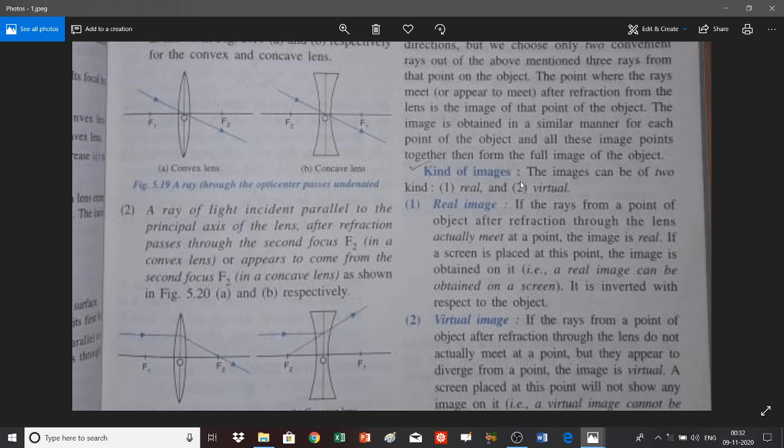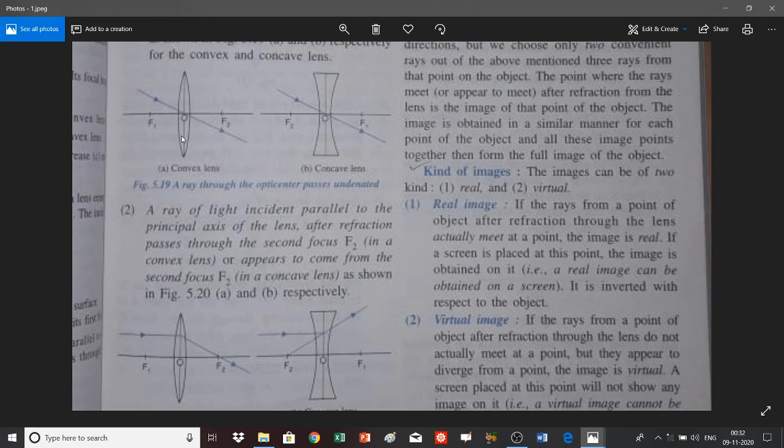Now we will learn that the image formed by a lens is classified into two types. Number one is real and number two is virtual. So first of all, what is a real image? A real image is nothing but the image formed by a convex lens. You know that a convex lens is a converging lens.